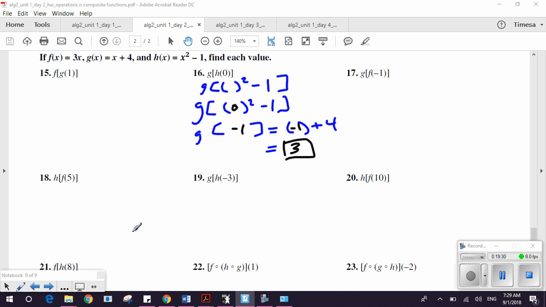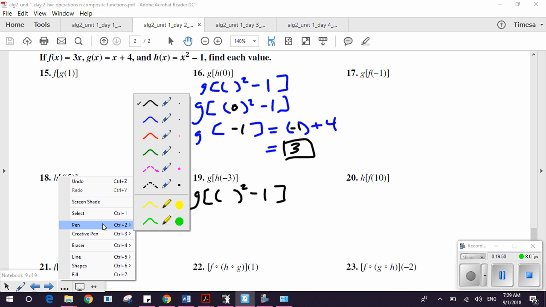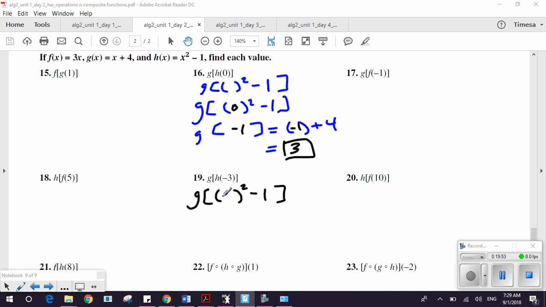Let's look at 19. Again, we're using g and h. So now we're going to find h at negative 3. So we have our parentheses squared minus 1 inside, because that's the h function. And again, we're going to replace the parentheses with a negative 3 this time, because that's what they want us to use. So negative 3 squared is a positive 9. 9 minus 1 is 8. So 8 is the result of that.